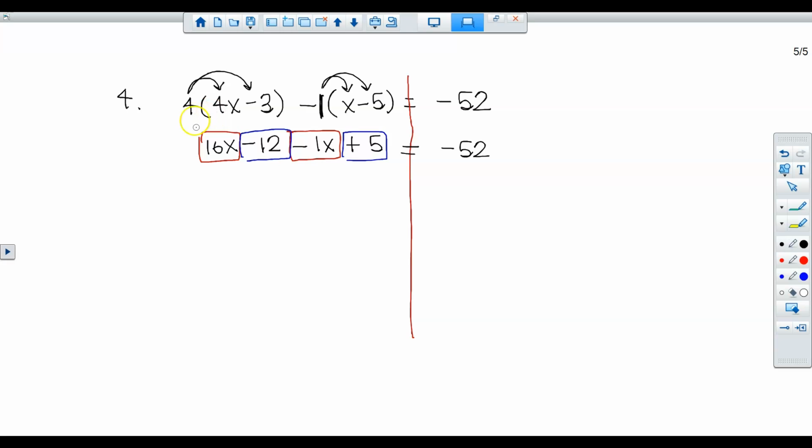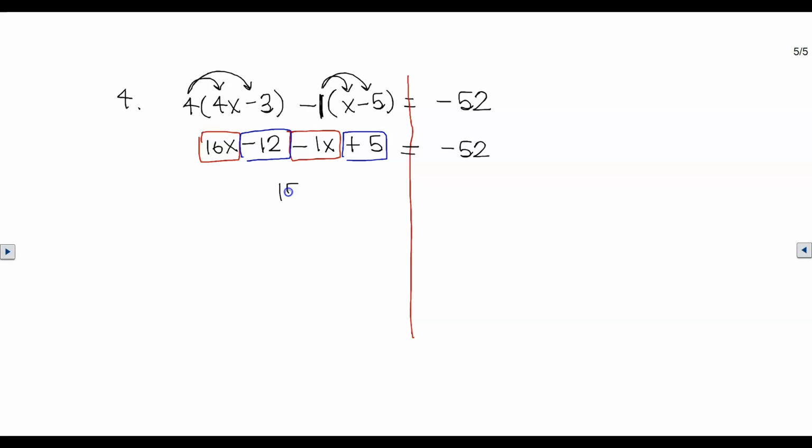All right, so let's combine these. 16x minus 1x gives me 15x. And then negative 12 plus 5 gives me negative 7. So I get 15x minus 7 is equal to a negative 52. All right, so now I'm up to step 3, where I need to cancel the smallest variable. I have 15x on this side, and then I don't have an x over here, so I do not need to do that step 3. There's no need for it.